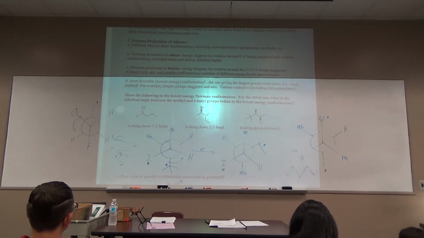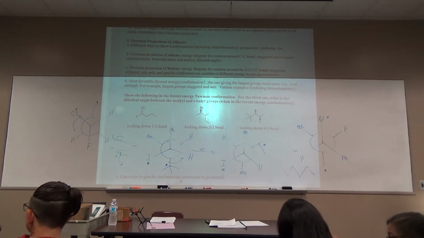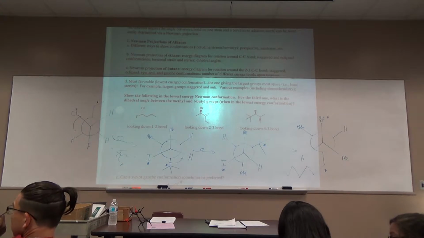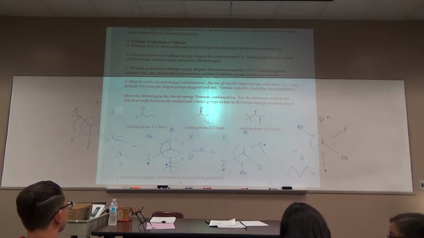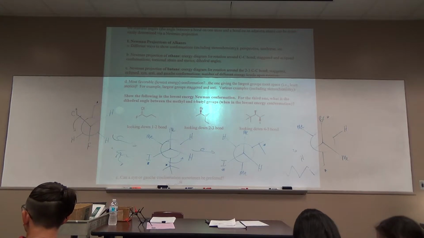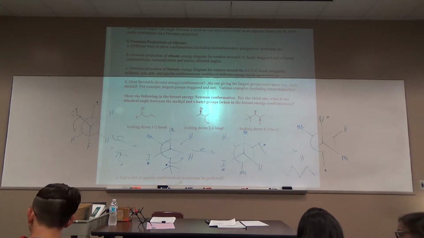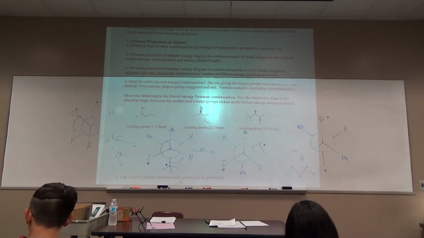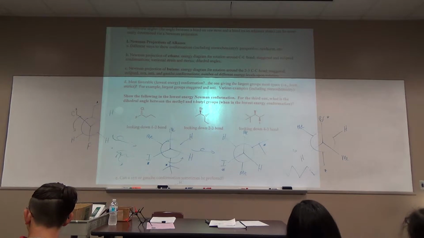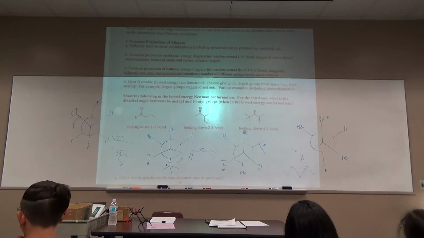Oh wait, I have a question. When you said the angle between the T-butyl and the methyl, is it the same if I'm looking at the methyl on the front carbon as the methyl on the back one? Does that make sense what I'm asking? Is it still 60 degrees if I'm looking at the front carbon methyl and the T-butyl? Dihedral. Okay, that makes sense.